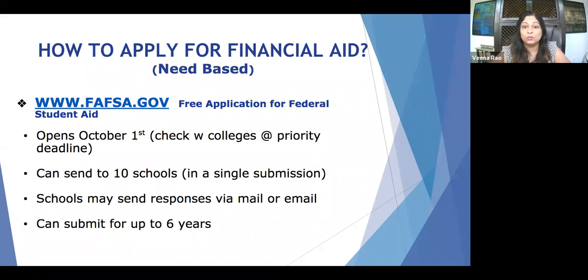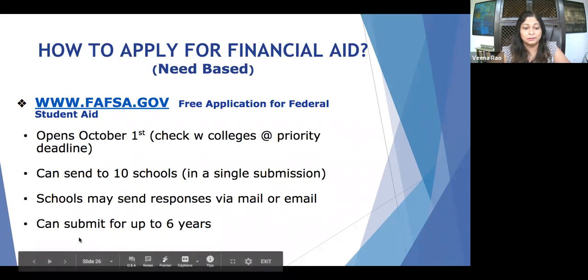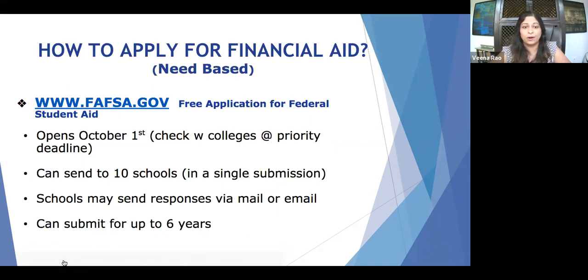And then students will get responses to their application from universities. So they need to make sure that they're going to be checking their website, their email portals and their university portals. And you can submit the FAFSA for up to 6 years, assuming that you didn't finish in 4.